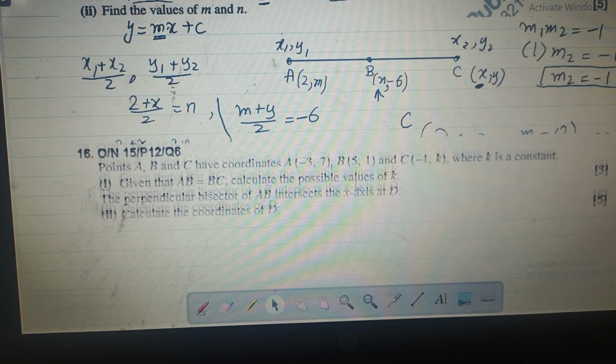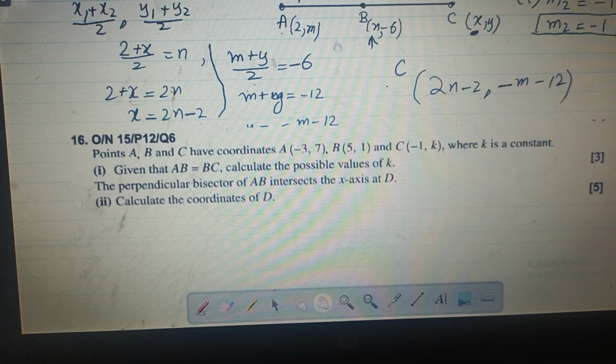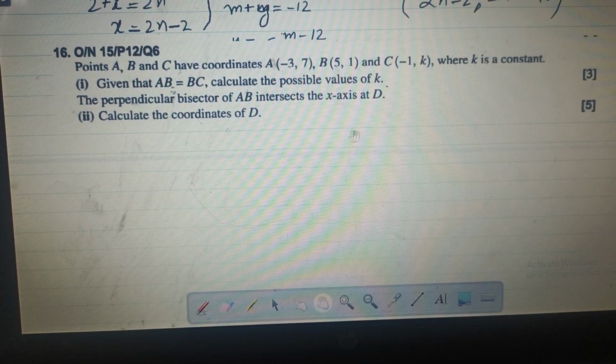This is question number 16. Here he is saying points A, B, and C are the coordinates, and K is a constant. Given that AB is equal to BC, it means I will have to use the distance formula. Then I will place both distances equal and try to find the constant K value.